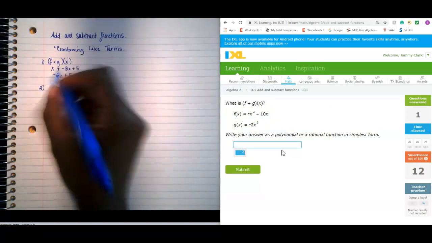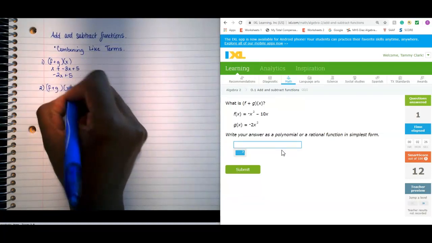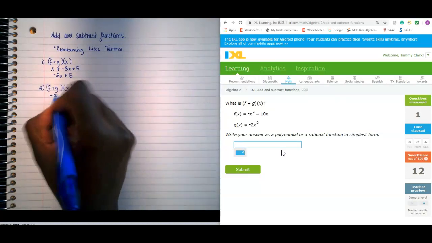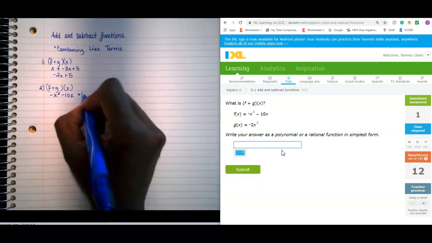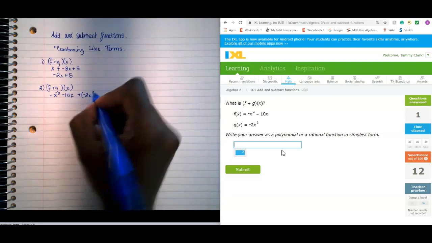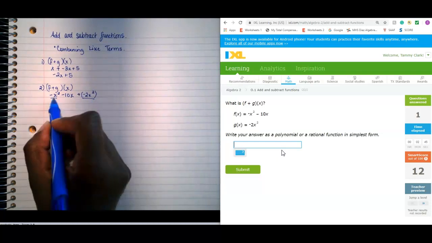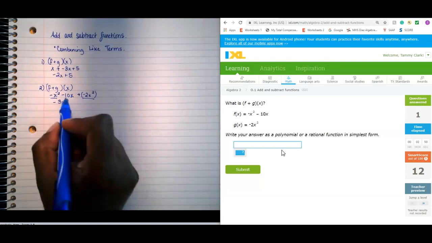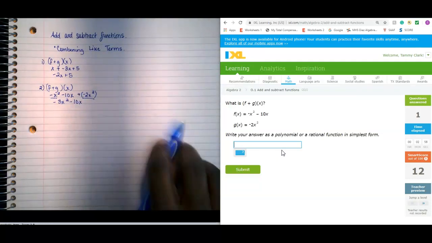Number 2, we have what is f plus g of x. So we're going to take function f and function g and add them together. Well, we see that f of x is negative x squared minus 10x, and we're going to add to that negative 2x squared. So here we have like terms. So negative x squared plus negative 2x squared is negative 3x squared. We don't have another term that looks like our x raised to the first power, so it's just negative 10x.